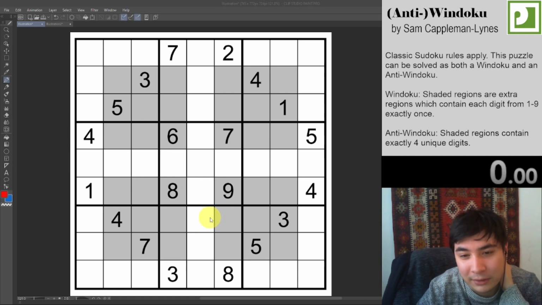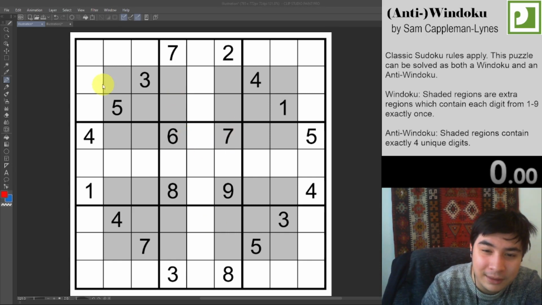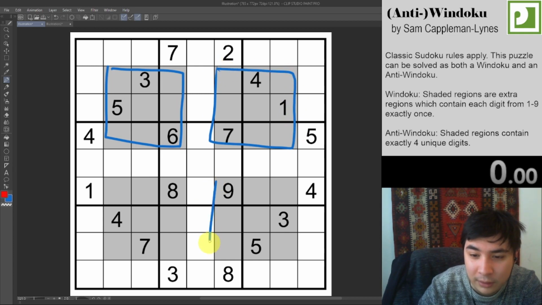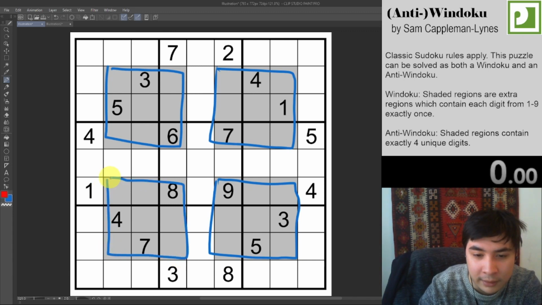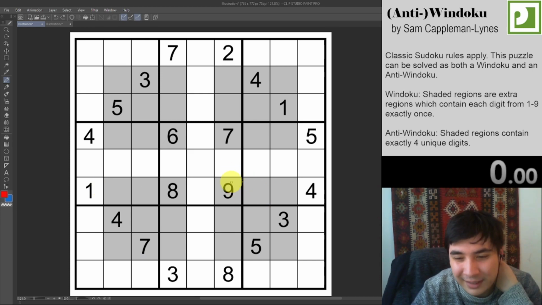Anyways, today's puzzle is a pretty interesting doppelganger I saw while looking through the WPC archive. It is a windoku and an anti-windoku at the same time. Windoku here means window, not winning. In this case, for windoku, each of these 4 regions, the shaded cells, is counted as an extra region where each number from 1 to 9 appears exactly once. In the case of anti-windoku, those regions are anti-windows, I guess, where only 4 unique digits appear at all.